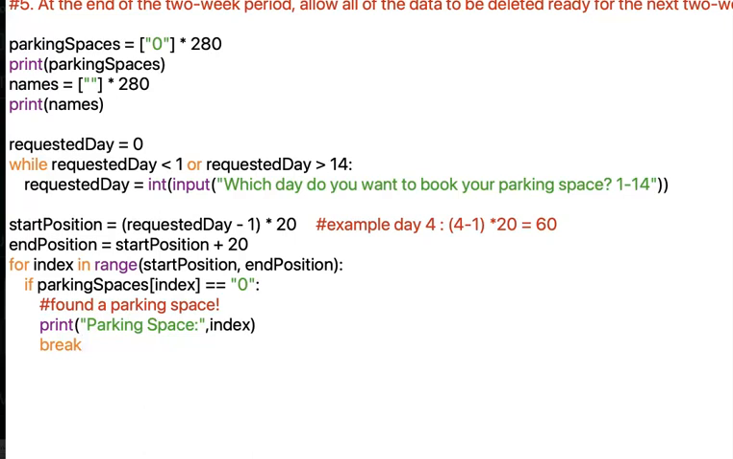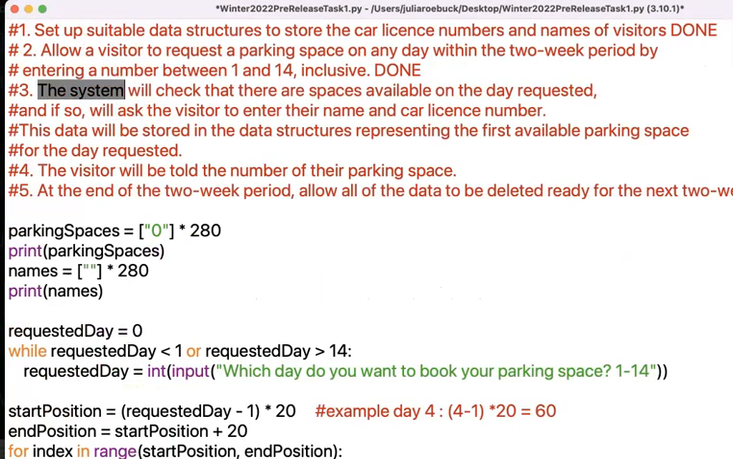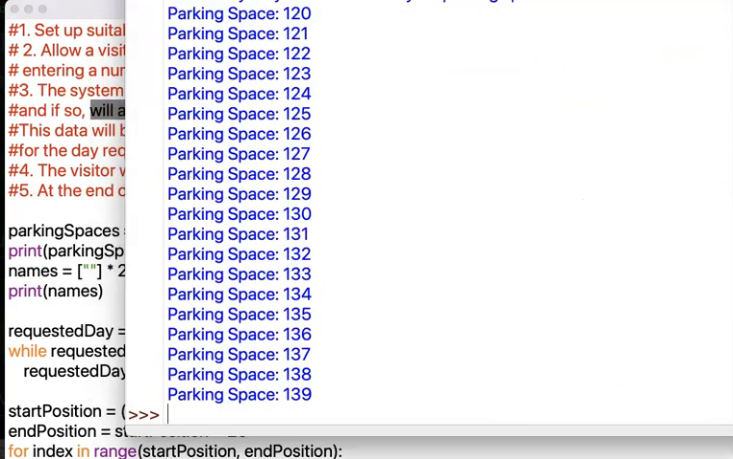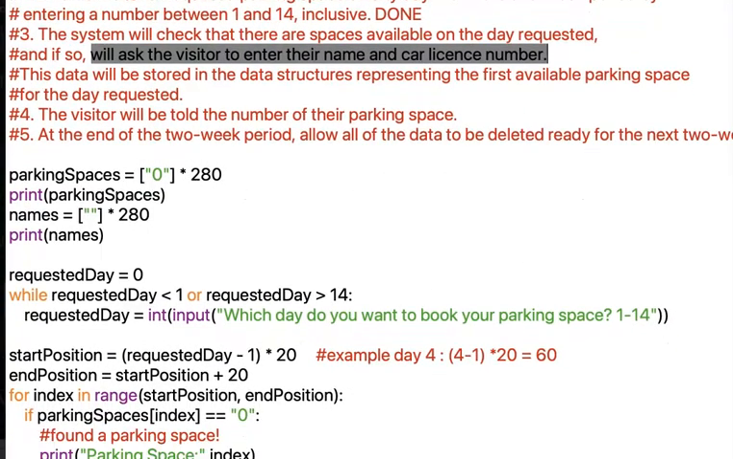Okay, so far so good. We will check that there is a space available on the day requested, and if so, then we ask the visitor to enter their name and car license number. So this is the point where we need to say, yes, we found something.